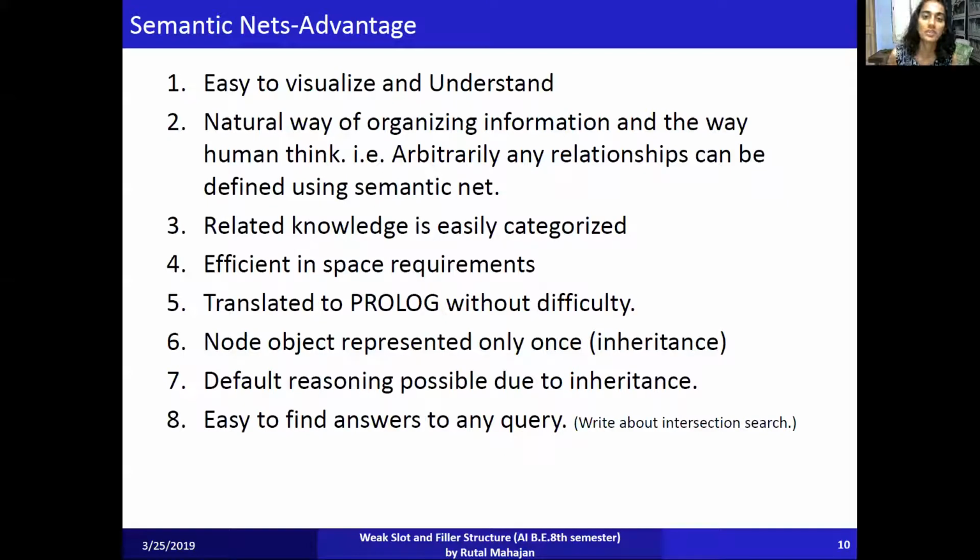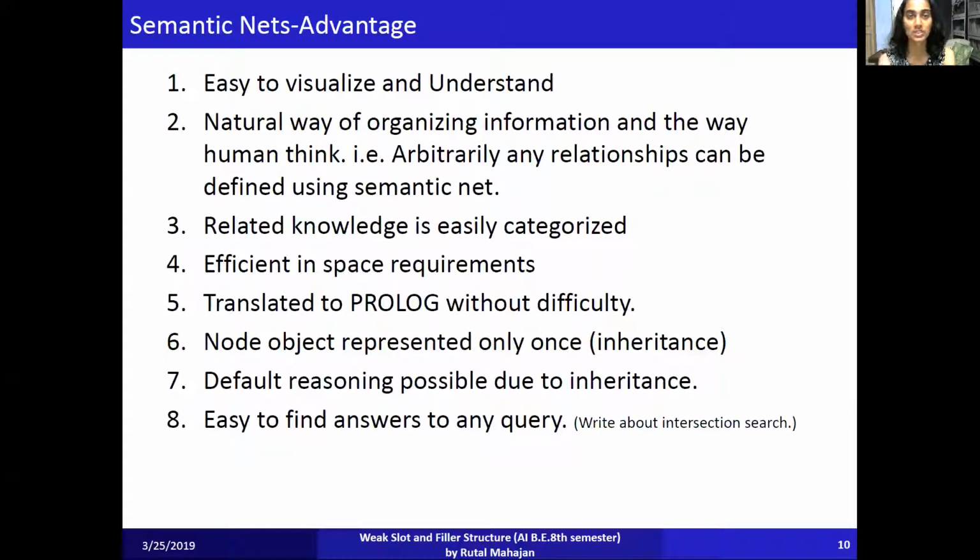Now let's see the list of advantages of semantic net. It is easy to visualize and understand because it is a natural way of organizing information, the way humans think. Generally, we all know how to represent things using nodes and arcs, even before knowing semantic nets. Related knowledge is easily categorized, since it is a natural way of organizing information, so we just categorize it very easily using our natural instincts.